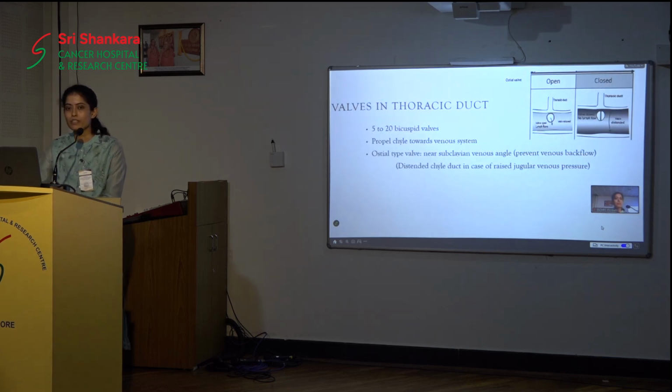So a bit about the physiology of the thoracic duct. Mainly, the thoracic duct propels the chyle towards the venous structure. To do so, there are multiple valves in place. The most important is the ostial type of valve, which is located at the lymphovenous angle. In some cases where there is raised jugular venous pressure, you can have a distended appearing chyle duct.